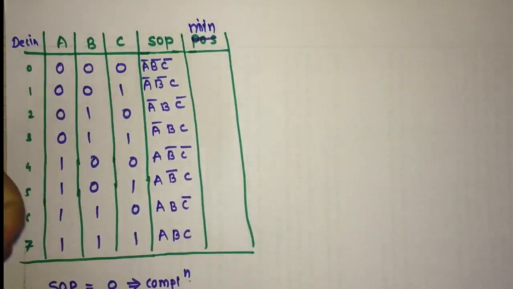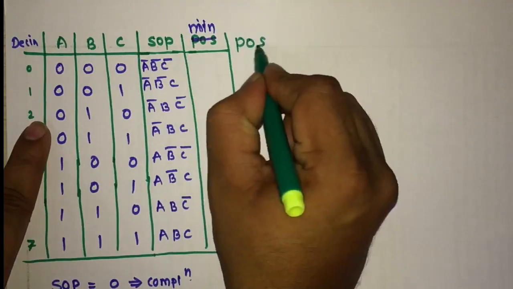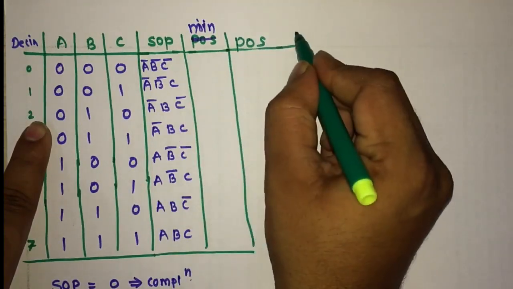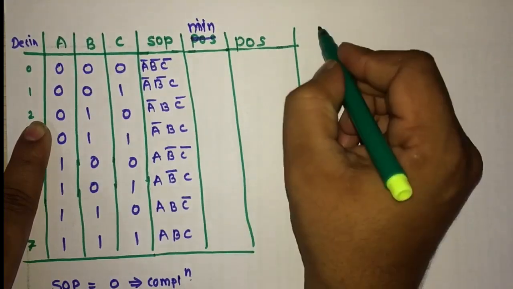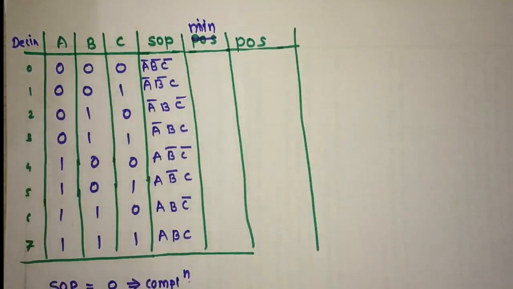then the POS form, and then last is the maxterm.